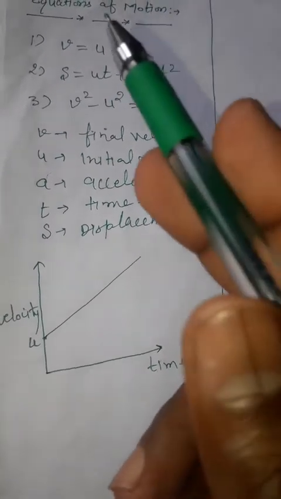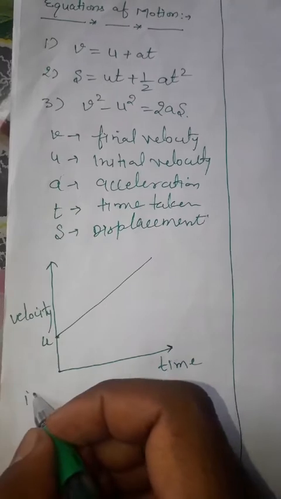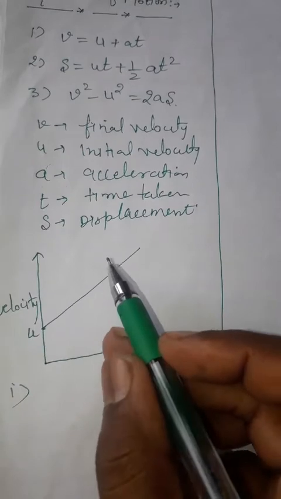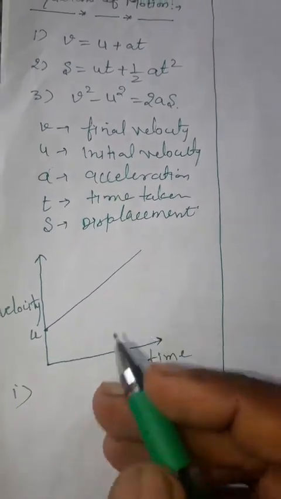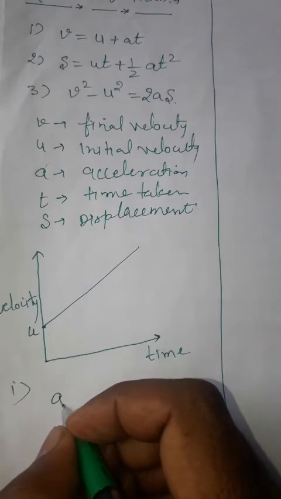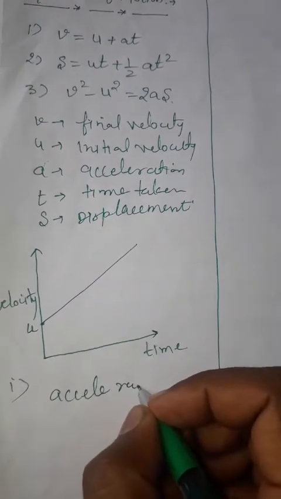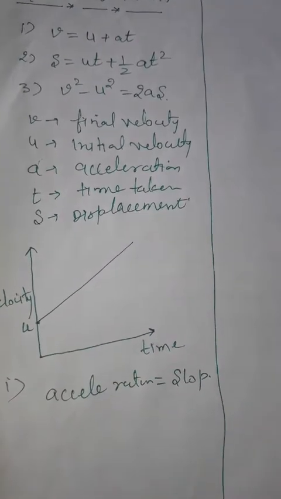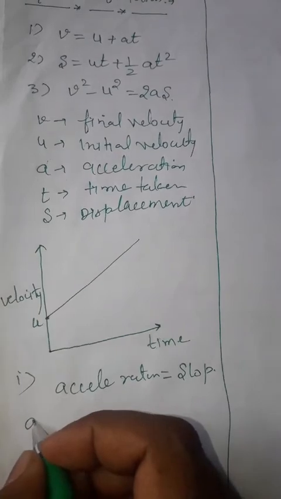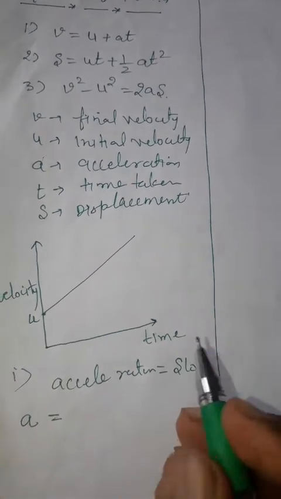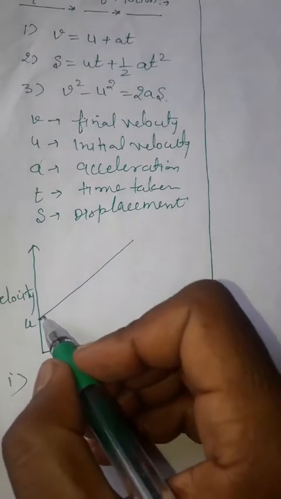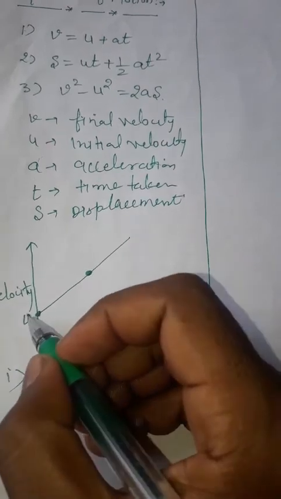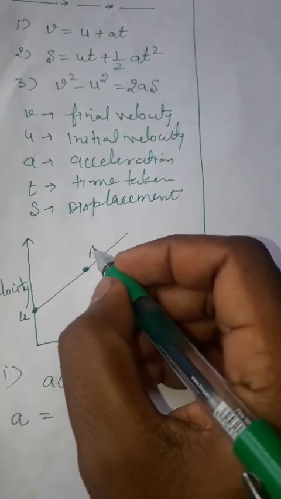Now in order to derive the first equation, we already know that the slope of a velocity time graph gives the acceleration. So we can say acceleration is equal to the slope of this graph. Acceleration is represented by a, which is further equal to the slope of this graph. In order to take the slope, we consider 2 points, say point u, or we can say a point a.